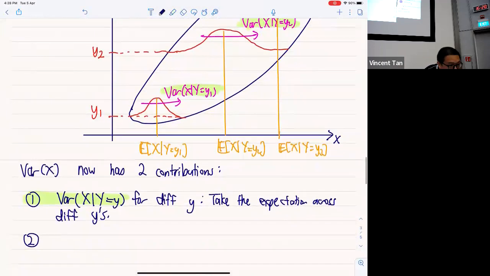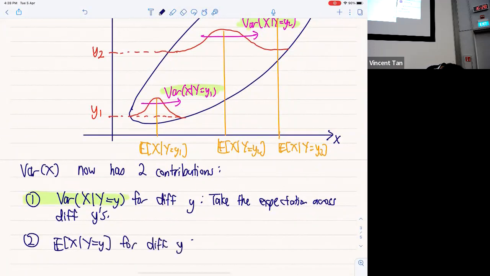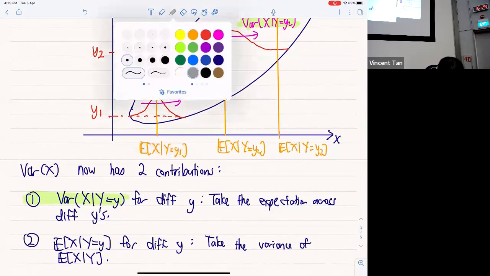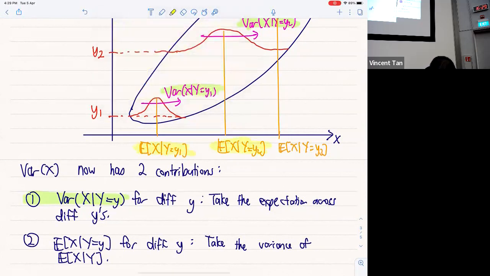The next part here is, what is this? The expectation of X given Y equals y for different y. Take the variance of this random variable, the random variable associated with the expectation value of X given all possible values of Y. And this comes about from this particular angle here. Okay, this is a very ugly color, so let's use a different color. Maybe this one. This color here comes out because of the spread. Now the expectations are also spread out. Just now it was fixed.